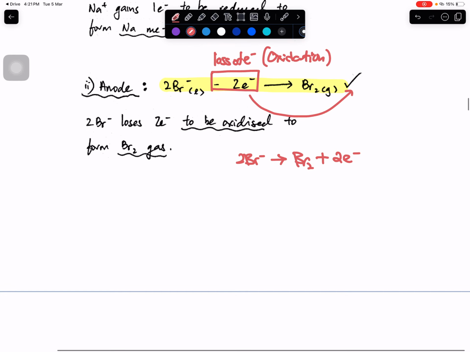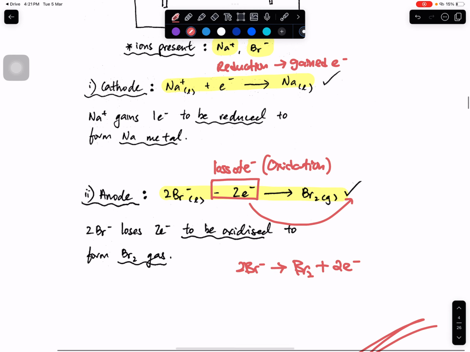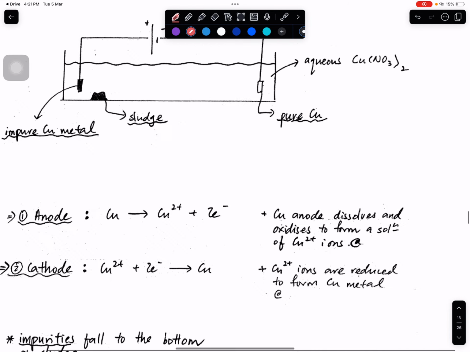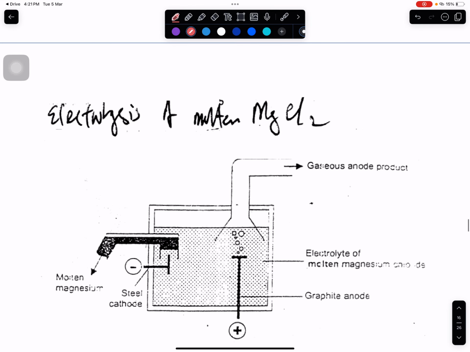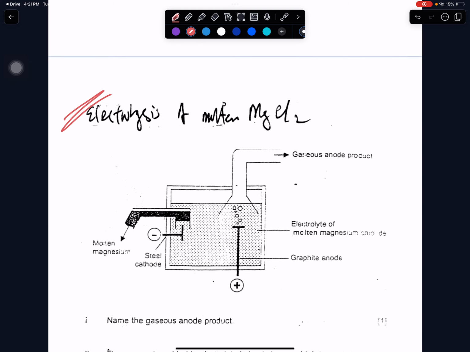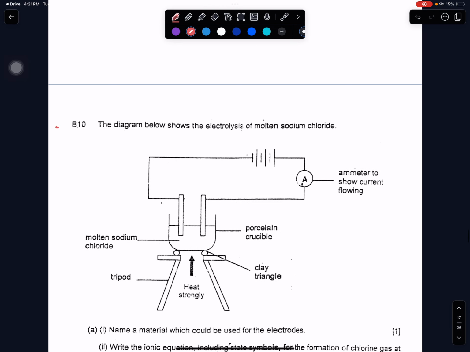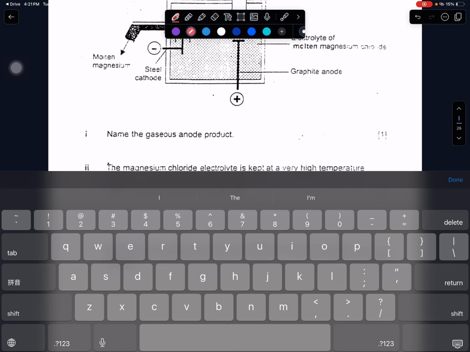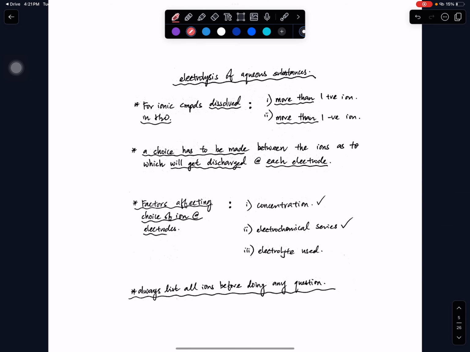Okay, so if you're okay with this, let me just show you which questions you need to do. You'll be on page 16 and page 17. So you can try this, page 16 and page 17. Now that you have done this, let me show you what's next. So let's go back to the notes.